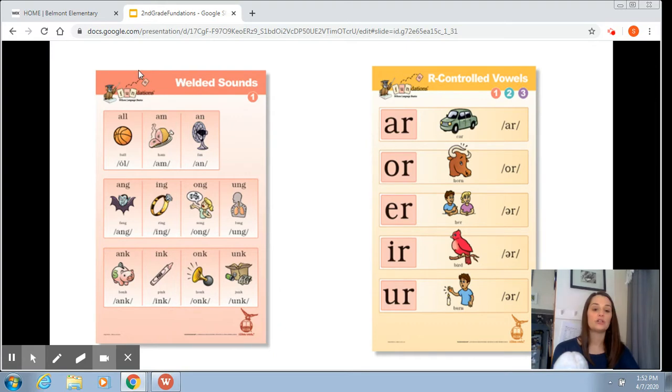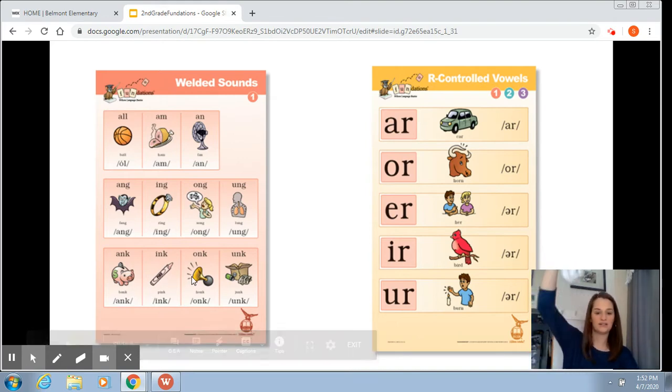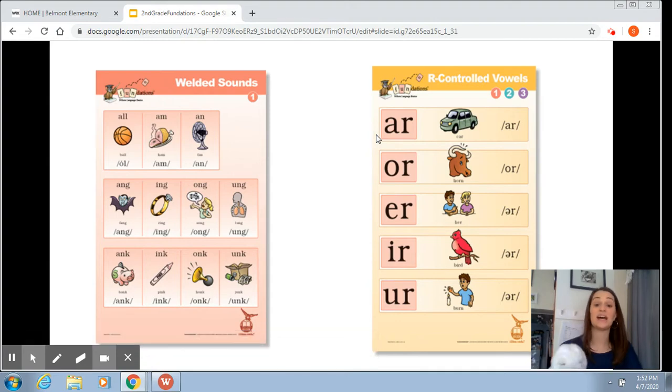Moving on to our glued sounds. Here we go. All, am, an, ang, ing, ong, ung, ank, ink, unk. Excellent job. Last but certainly not least, we have our R-controlled vowels.